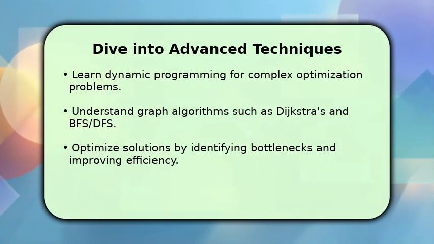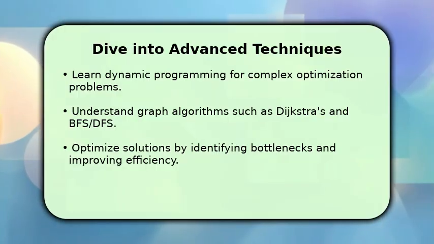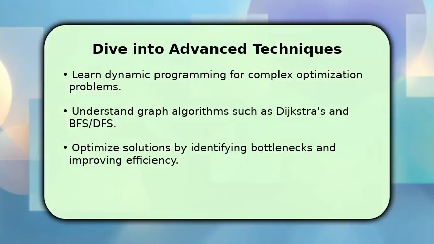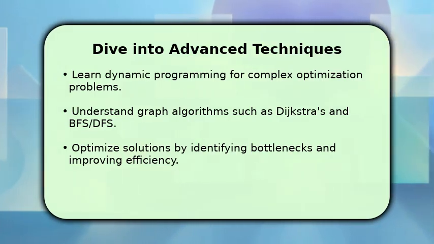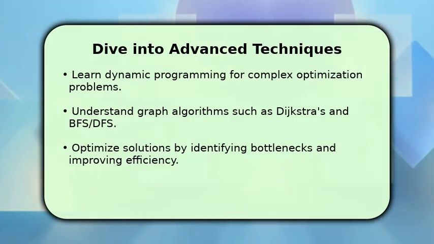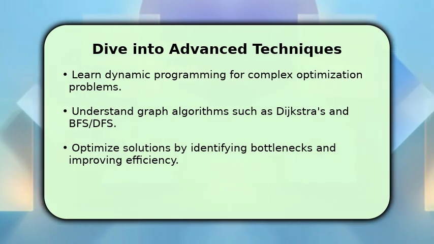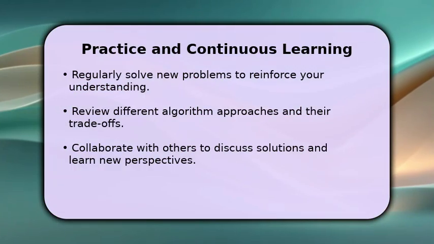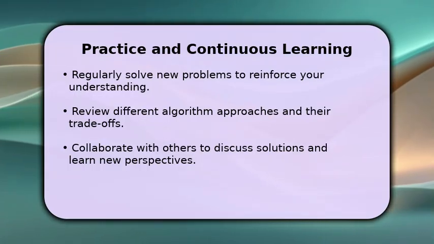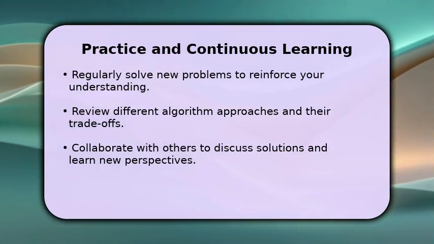Once you have a solid grasp of the basics, dive into more advanced algorithmic techniques. Learn dynamic programming to solve complex optimization problems by breaking them into smaller, overlapping subproblems. Understand graph algorithms like Dijkstra's for shortest paths and breadth-first search or depth-first search for traversal. Focus on optimizing your solutions by identifying bottlenecks and improving efficiency, aiming for solutions with better time or space complexity.